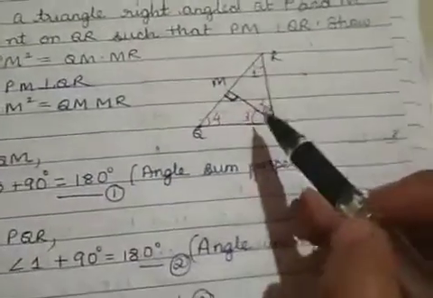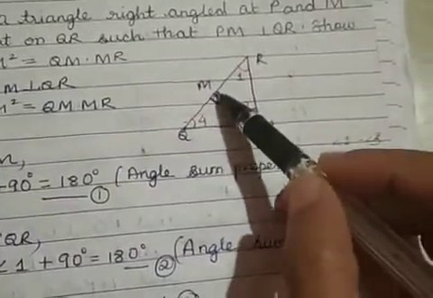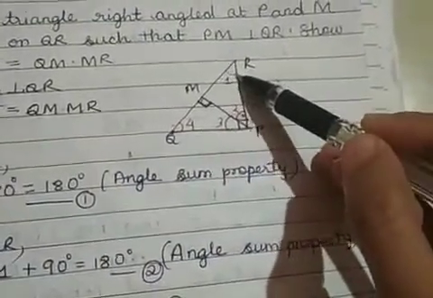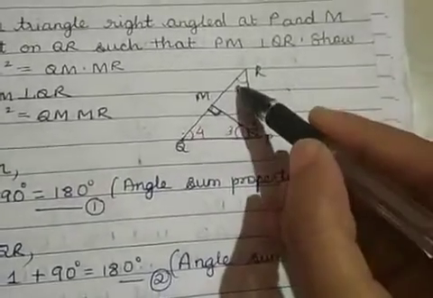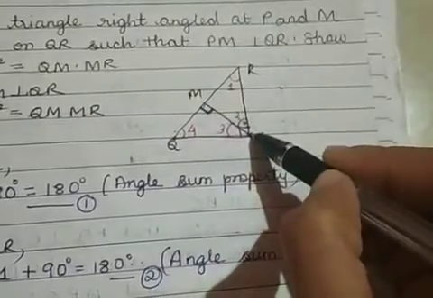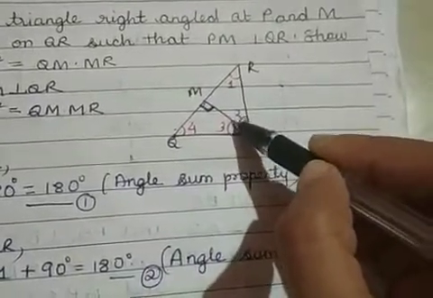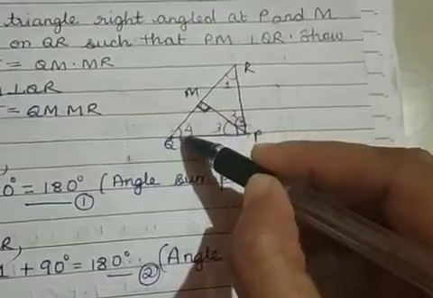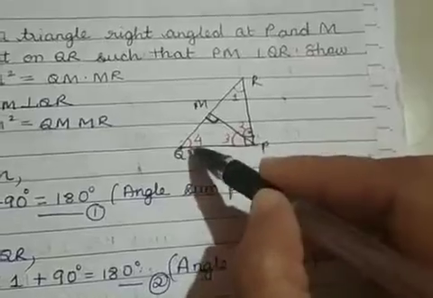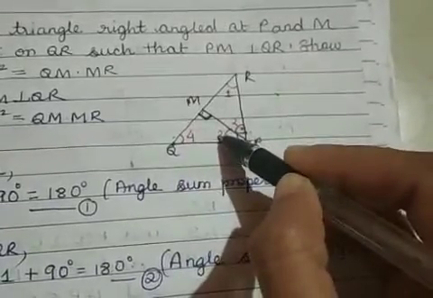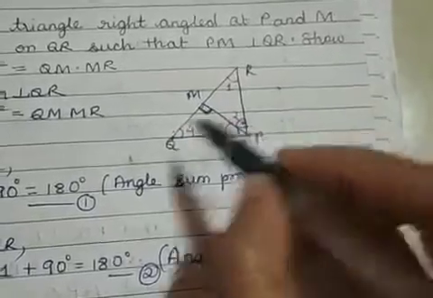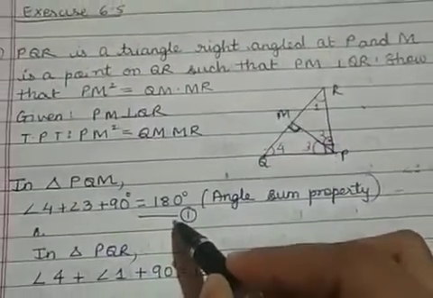For that, let us take the triangle PQM first. Now in this triangle, I have named all these angles. This is angle 1, this entire angle is 90 degrees. Since PM is perpendicular, this is split as angle 2 and angle 3, and this is angle 4. Now in triangle PQM, angle 4 plus angle 3 plus this angle is 180 degrees because of the angle sum property. Let us number that equation as 1.